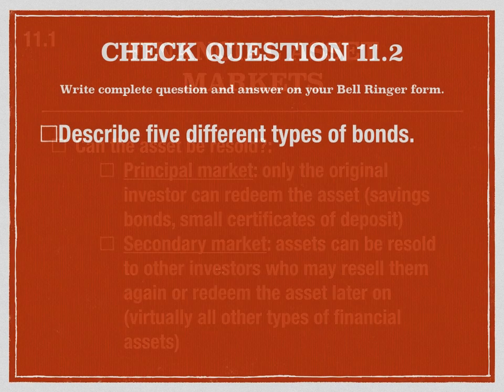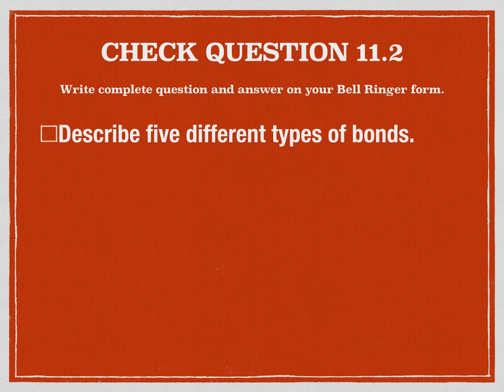Now, check question. Describe 5 different types of bonds. Don't just name them, describe them. Tell a little bit about them. All right, put it into your own words so that it is as short as possible.